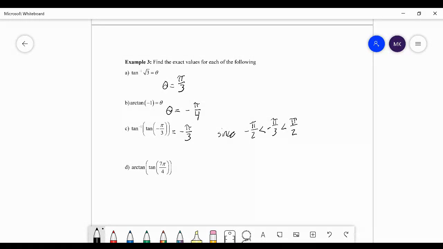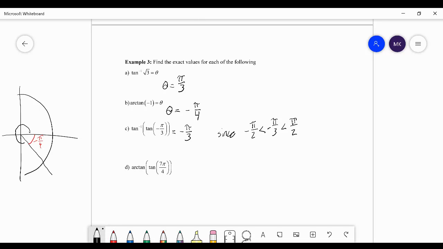Now, if we look at the unit circle, 7 pi over 4 is this angle here. Since this angle is between negative pi over 2 and pi over 2 graphically, we can simply find the coterminal angle to that. And that coterminal angle is negative pi over 4.